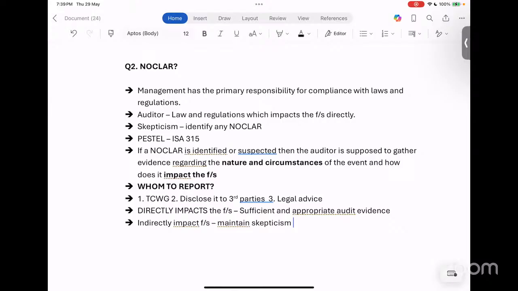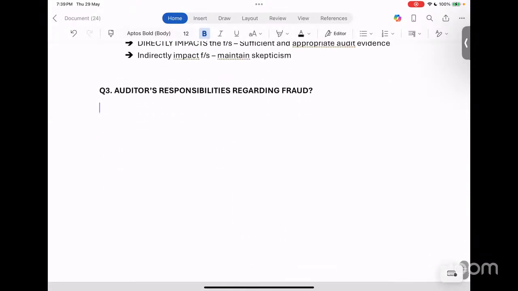Then we have another direct theory question, which is fraud. Question number 3: let's talk about fraud, or the auditor's responsibilities regarding fraud. For this, we first need to understand what fraud is. There are two types of fraud. One is window dressing, which is known as fraudulent reporting, where you purposely post incorrect journal entries, or you overstate or inflate a few things.